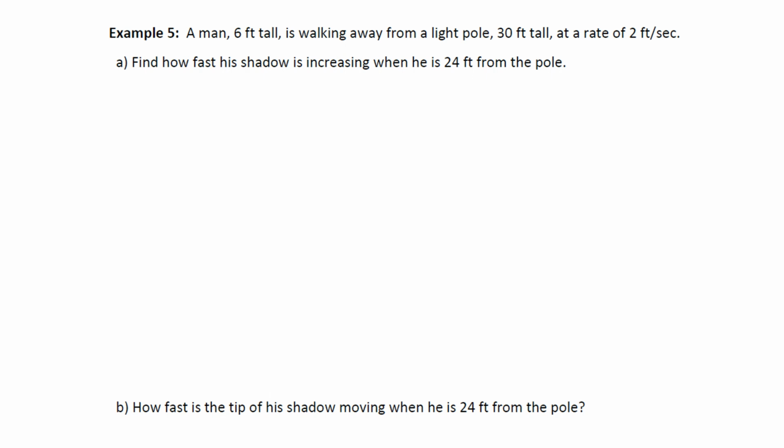Here's another one that's also a fantastic little question. It says a man who is 6 feet tall is walking away from a light pole. I always start with drawing a picture. Here's my light pole right here. There's the light. And then there's a man who's 6 feet tall and the light pole is 30 feet tall. So this is 30. Here's my man down here, just 6 feet tall from here to here.